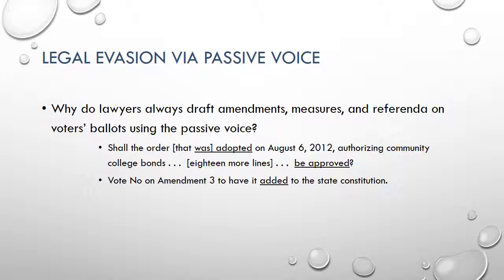And how about another example? Vote no on Amendment 3 to have it added to the state constitution. Well, here, why are we voting no to have something added? And why have the passive or past participle as the verb here? Again, I think there's a lot of evasion behind the passive voice.